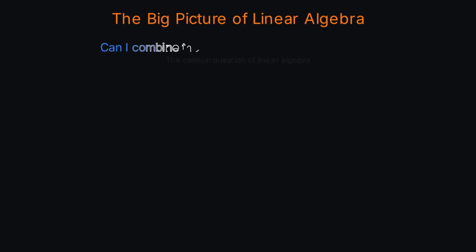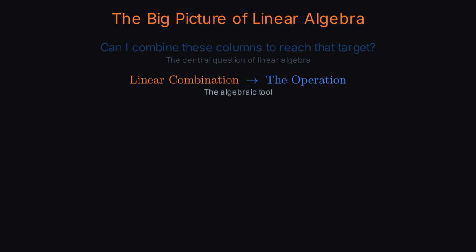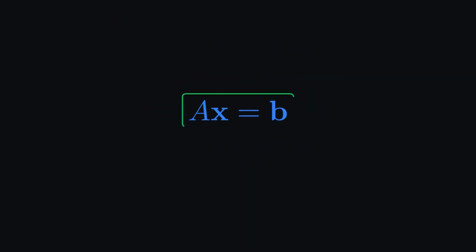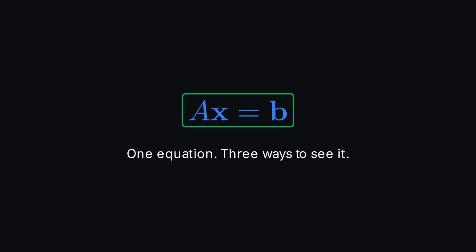Most of linear algebra comes down to one question. Can I combine these columns to reach that target? Linear combination is the operation. The column picture is the geometry, and Ax equals b is the language. One equation, 3 ways to see it. That's where linear algebra begins.